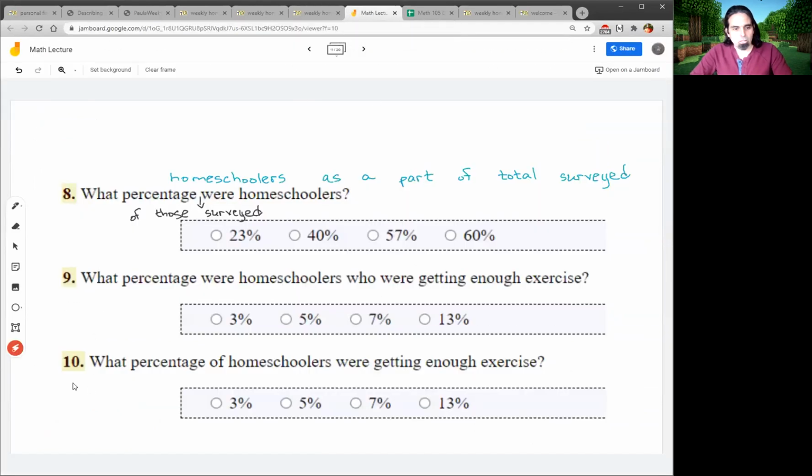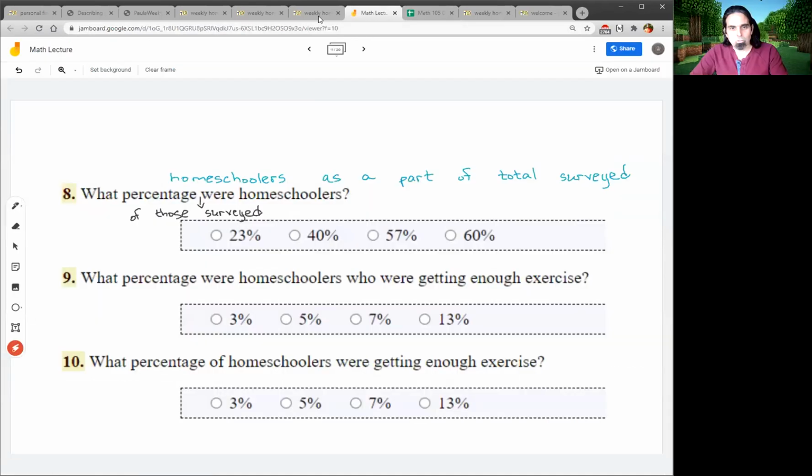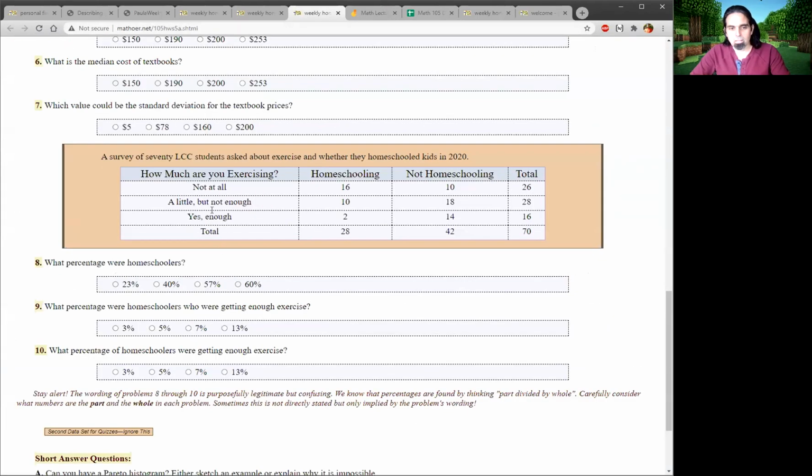And then the other jargon to talk about is simple versus compound outcomes. A simple outcome is once you've done your survey, just one thing. Yes, I'm getting enough exercise. A compound outcome is when you combine rows or columns. So if you said, how many people are homeschooling and getting at least a little exercise, then I would have to add the 10 and the 12. All I am doing is outlawing the not at all.